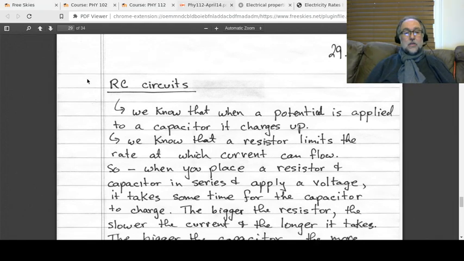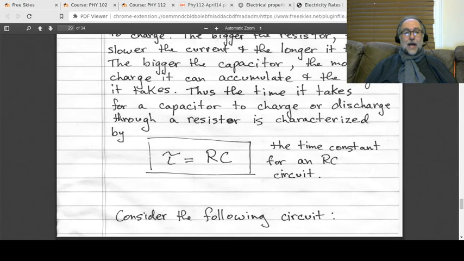And this leads us to this characteristic time of the circuit. It's called the time constant. And I say characteristic because it characterizes this rate at which a capacitor will charge up. And the time constant is actually a product of two things.